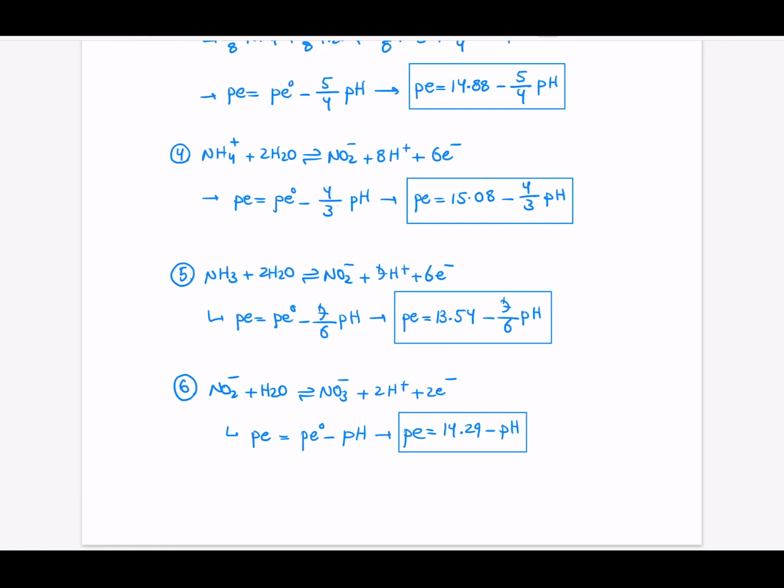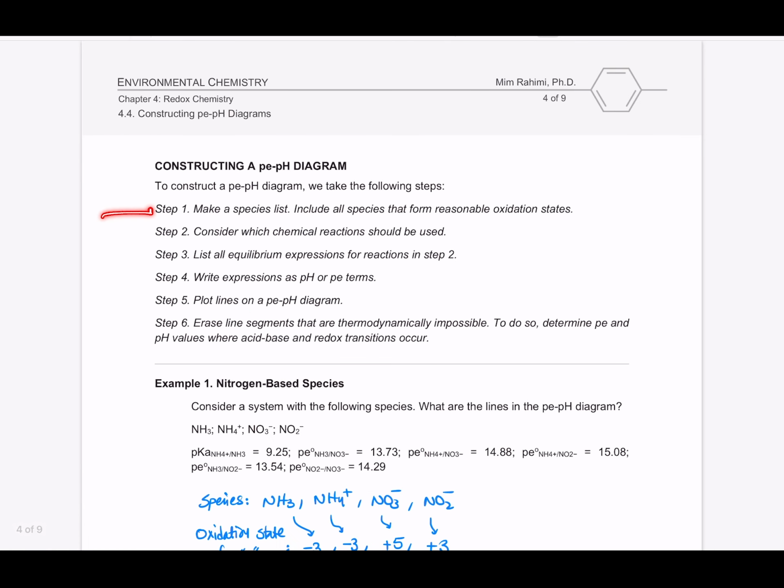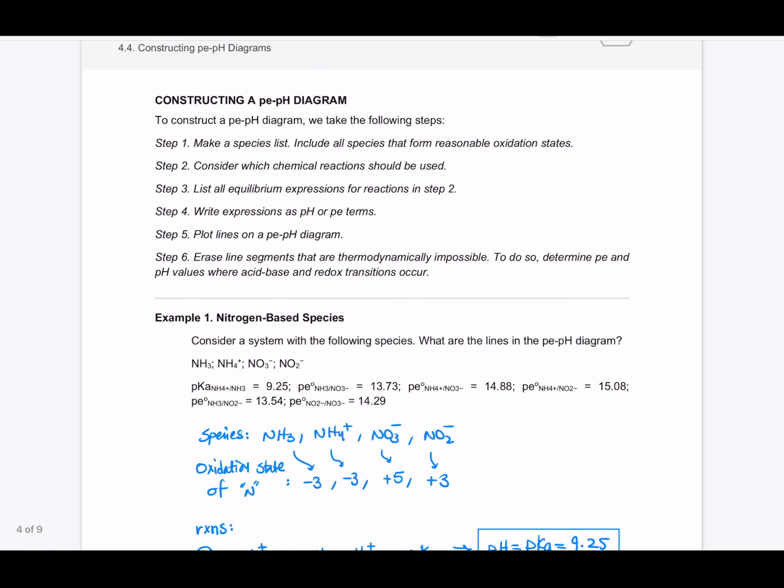So what we did was, we identified all the species that were given. Then we considered which chemical reaction should be used by looking at the oxidation states and the difference between the oxidation states. Then we listed all the equilibria, and then we wrote the expression for pe-pH using the equilibrium constant that was given. In this case, it was PE0 that was given, so we had to change the expression of the reaction to the standard notation to be able to use that easier.